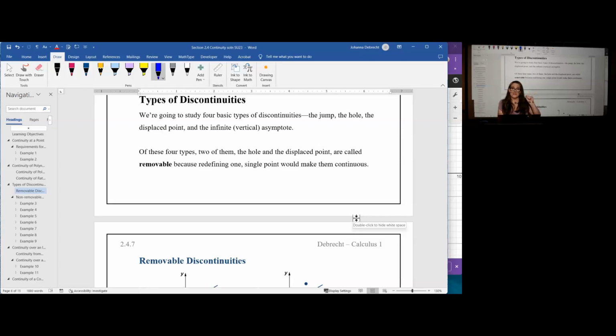So the hole, f of a is not defined. The infinite asymptote, f of a is not defined. And the two-sided limit does not exist because it's not a real number. So it has two problems. The displaced point, the function value doesn't equal the limit value, and the jump, the two-sided limit does not exist.